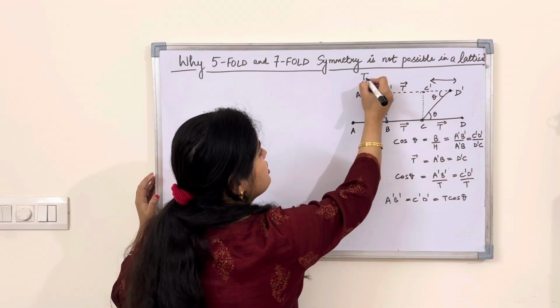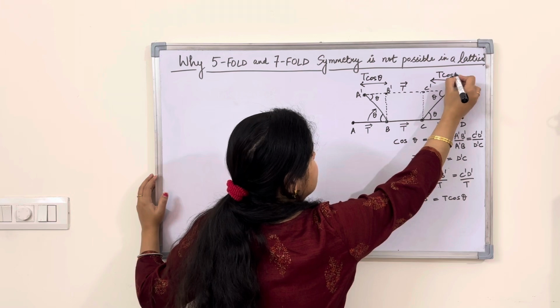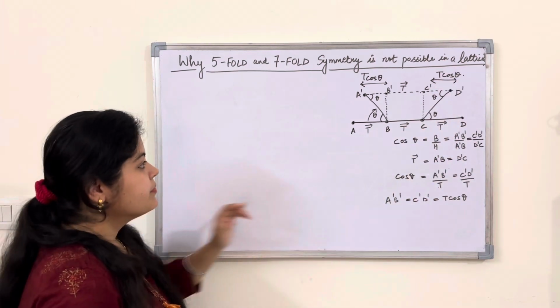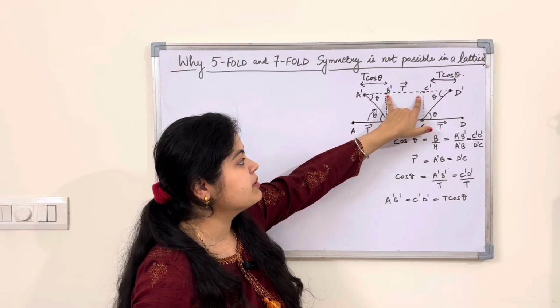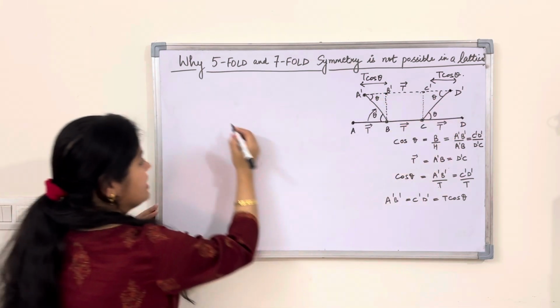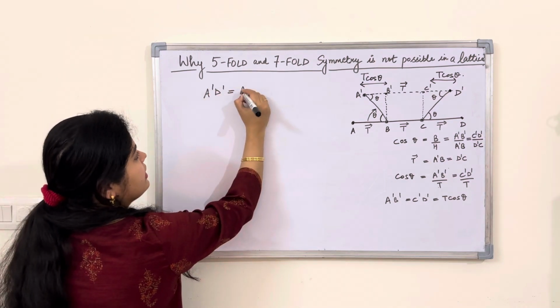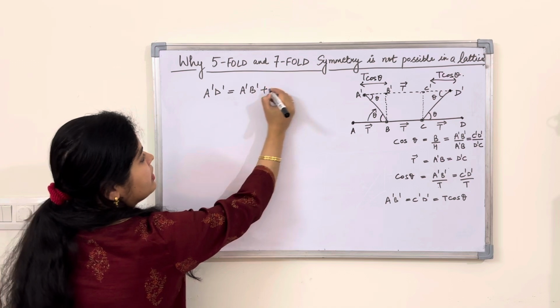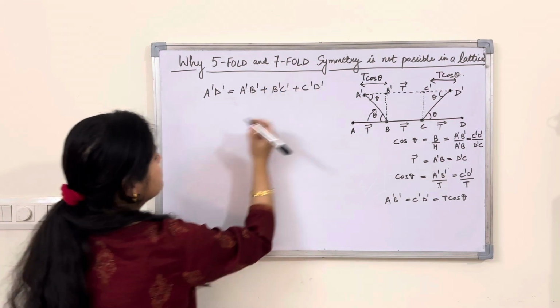So this is t cos theta and this is also t into cos theta. Okay, and distance between two lattice points is t, so b prime c prime is also t. So I wanted to know what is a prime d prime. So this is equals to a prime b prime plus b prime c prime plus c prime d prime.